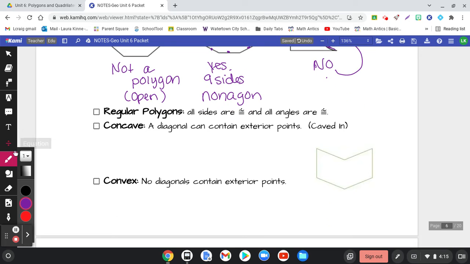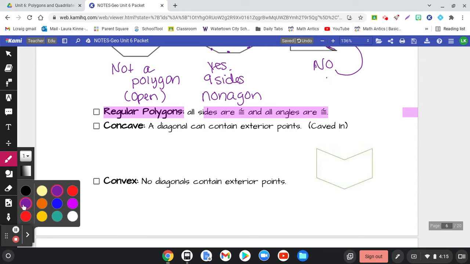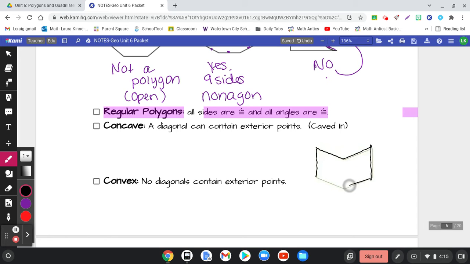All right, a couple more terms to talk about. A regular polygon, all the sides are congruent and all the angles are congruent. Concave and convex. Concave, and this, I apologize, there's a few things that didn't show up in your packet. Concave, a diagonal can contain an exterior point. So I want you to kind of draw this. I like to think of it as something that's been caved in. Do you see how this caves in? Right here, it's caved in.